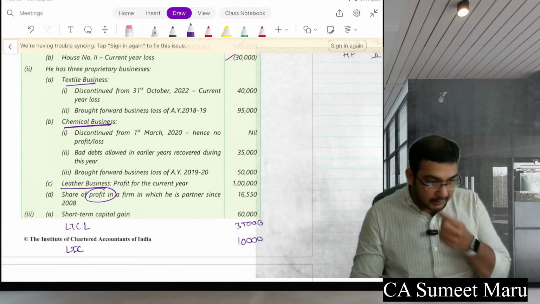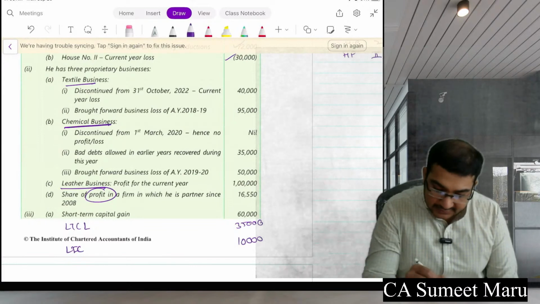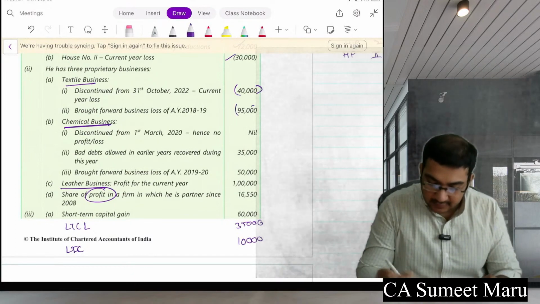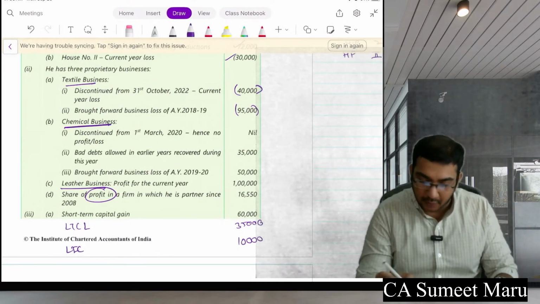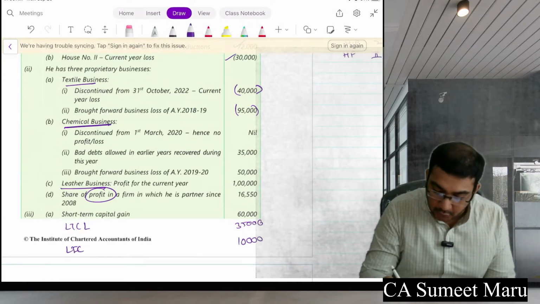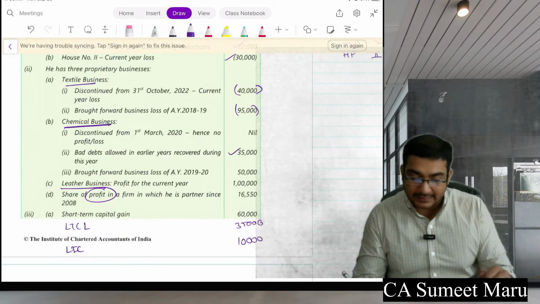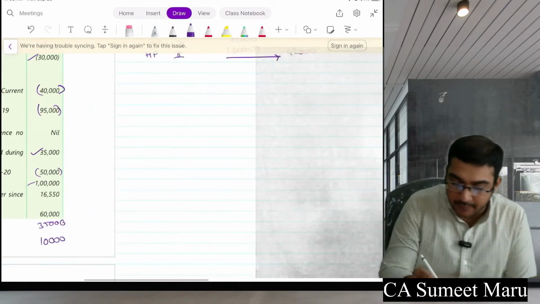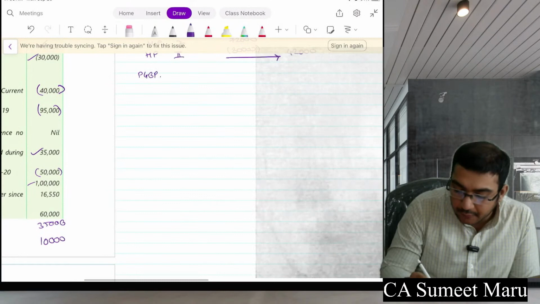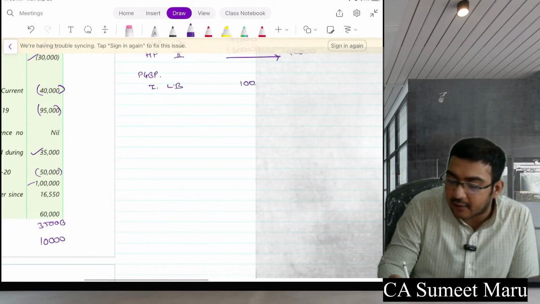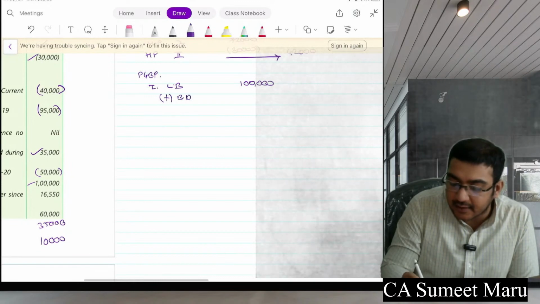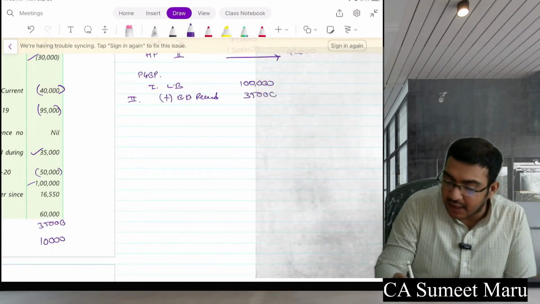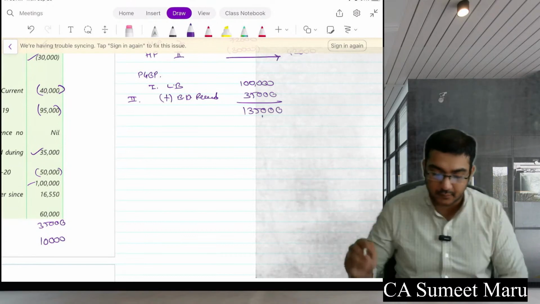Further, the textile business was discontinued. Here you have loss, brought forward loss. Everything is loss. Discontinued, so no loss, no profit. Fine, great. Bad debts allowed earlier and now recovered, so this is going to be your addition, right? Recovered bad debts are fully taxable. Brought forward business loss of 50,000 and current year business profit of 1 lakh. So I am writing here PGBP. First, leather business profit of 1 lakh. Add bad debts recovered of another business, 35,000. So total we have 1,35,000. Right?